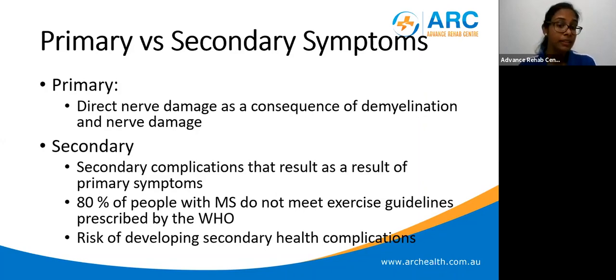Given that about 80% of people with MS don't meet the guidelines set out by WHO for exercise and physical activity, it wouldn't be surprising that most people with MS carry a lot of secondary symptoms that are treatable and are contributing to their level of function and independence. Secondary symptoms can also increase the chance of developing other secondary health complications such as diabetes, heart disease, and other neurological conditions. So it's really important that these preventable symptoms are controlled as best as possible.